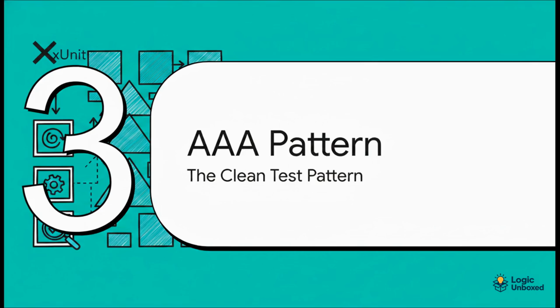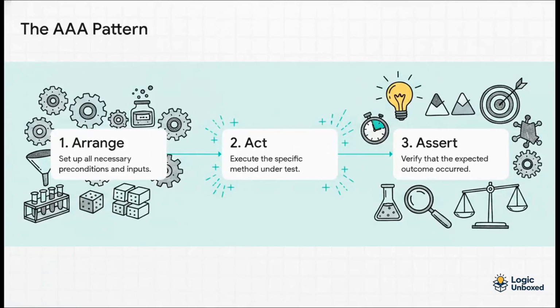How do you structure a test so it's super clear and easy to understand? There's a simple, elegant pattern for this, and it's called arrange, act, assert, or just AAA for short. This is your blueprint for clean, readable tests. And honestly, it's as easy as 1, 2, 3.